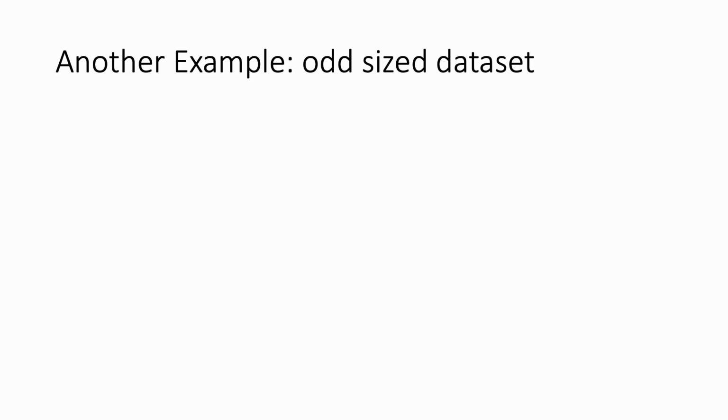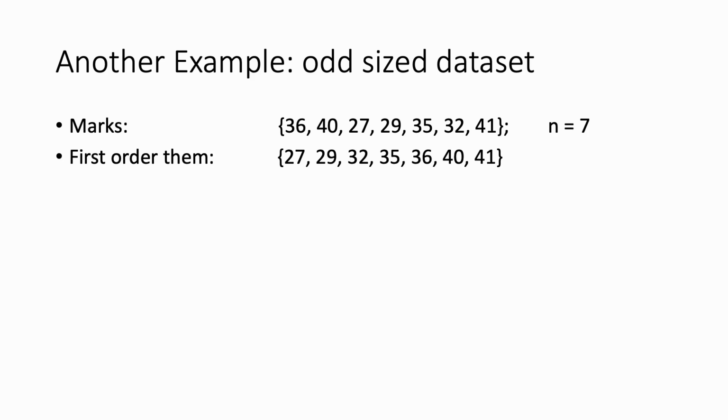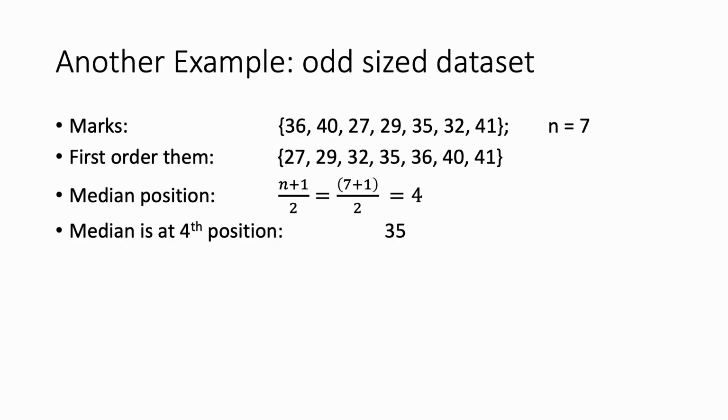Just for practice, here's another example, but this time with an odd size data set. So there are 7 points, which is an odd number of points. So work out the median position by computing n plus 1 over 2. Substitute in n, which is 7, and we get the answer 4. There's no fractional part to 4, so that makes it easy. The median position is number 4, and the median sits at that position, so the median value is 35. So the median mark is 35.